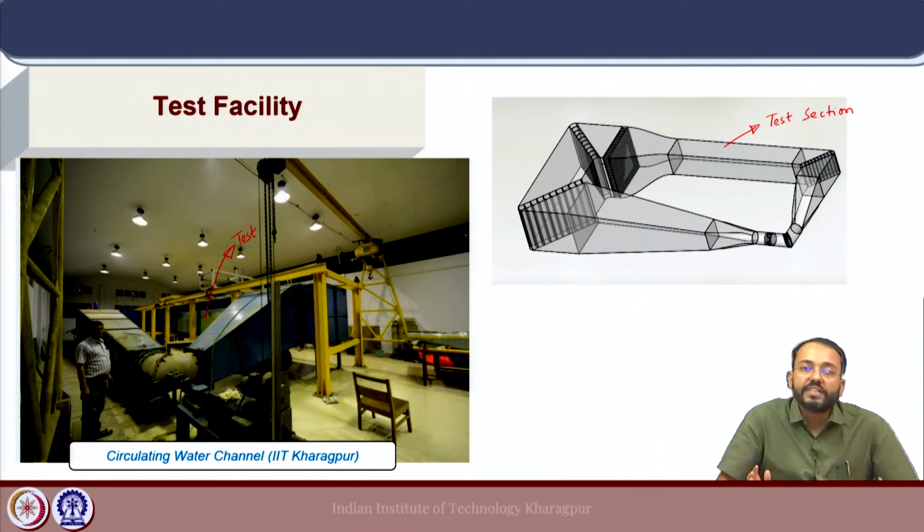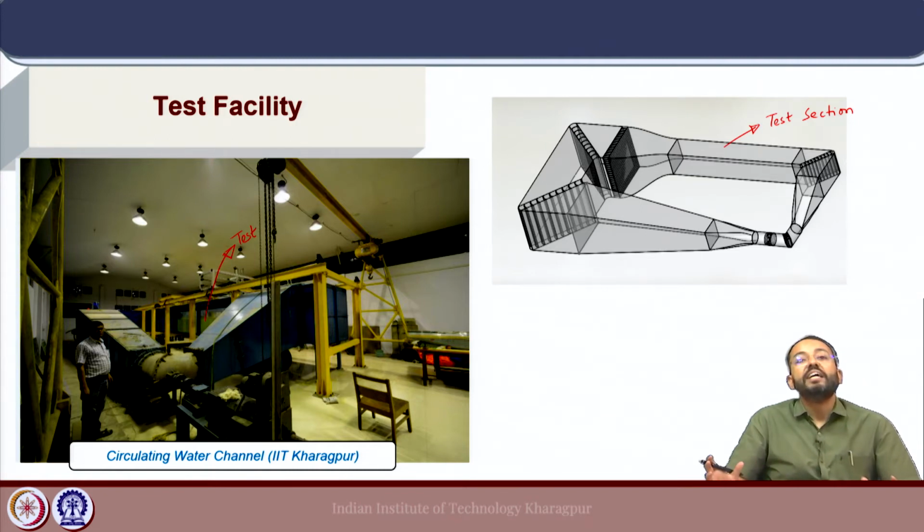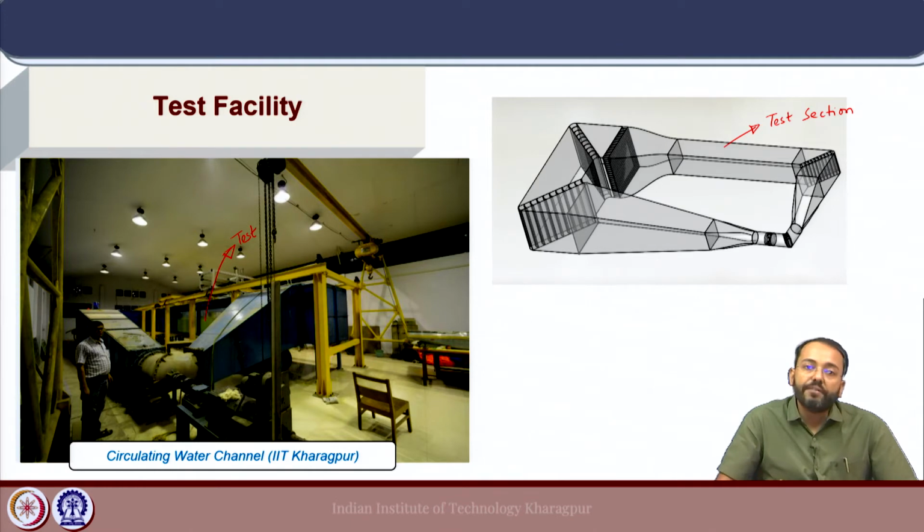So, these two facilities form the main setups for experimentation purpose for underwater bodies or ships or propellers which are typically used in the marine technology domain. In addition to this, for cavitation experiments there are cavitation tunnels which are larger versions of these circulating water channels, where in addition to the velocity the pressure can also be regulated so that cavitation phenomena can be observed.